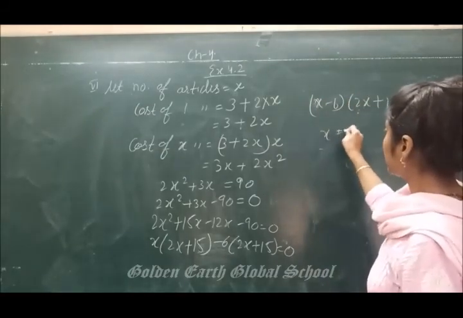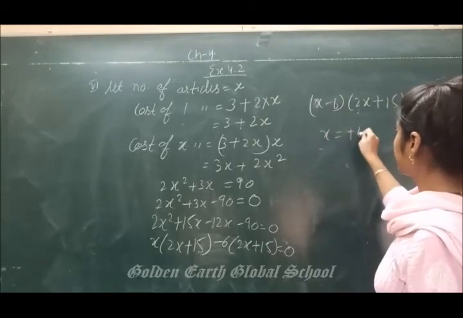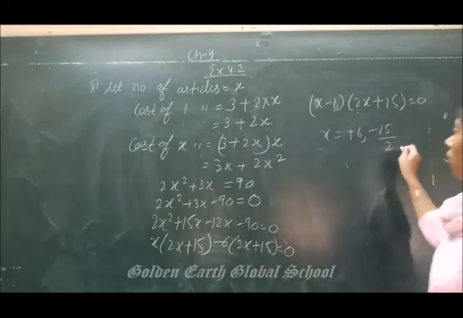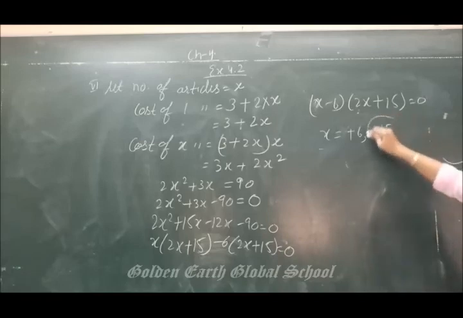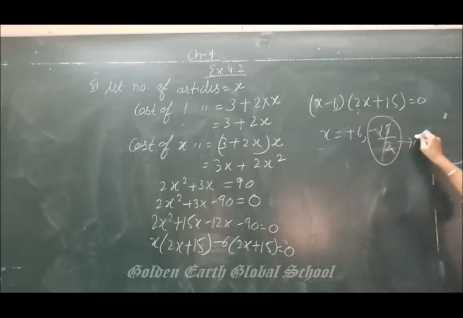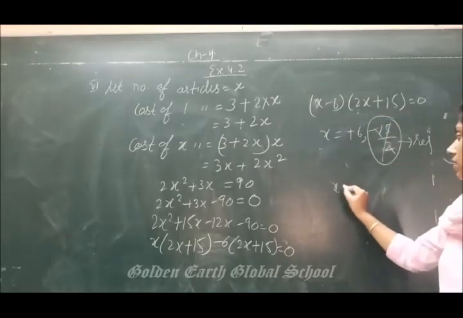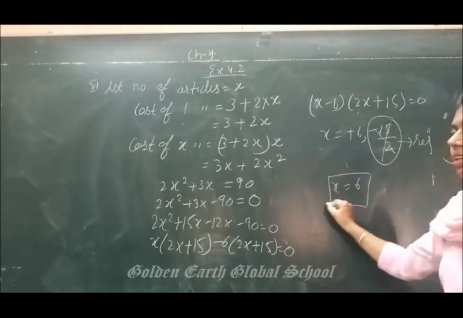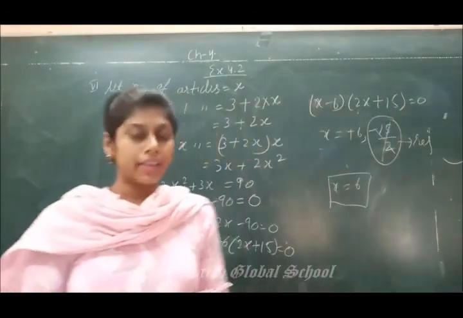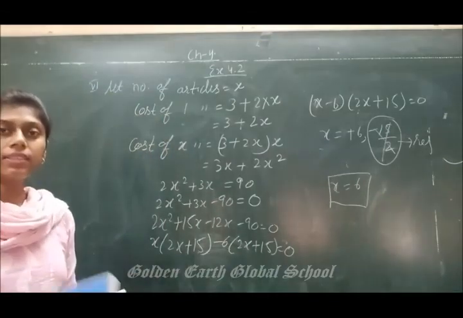Firstly x is equal to plus 6, second is negative, but the number of articles cannot be negative, so this term will be rejected. The answer is 6. The total number of articles is 6. Hope you all understand both the exercises. Thank you so much.